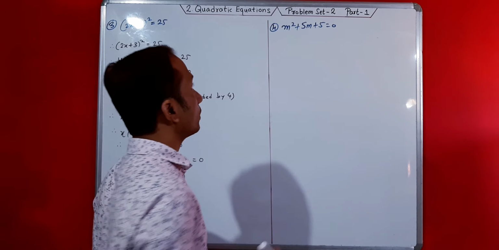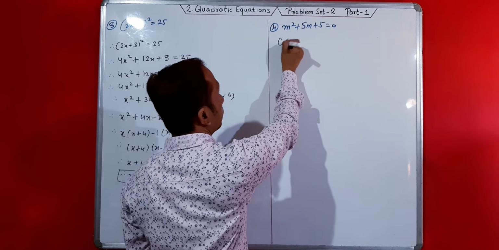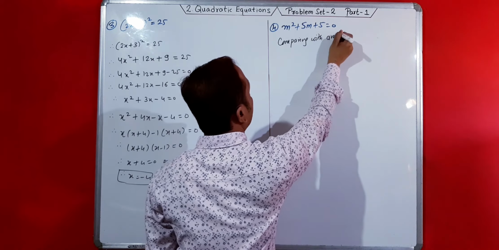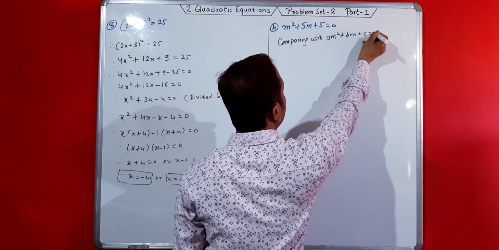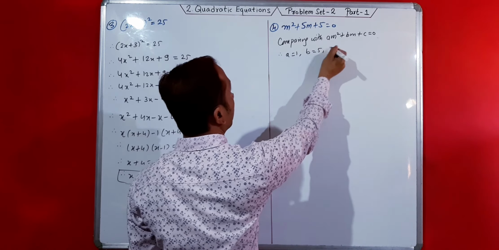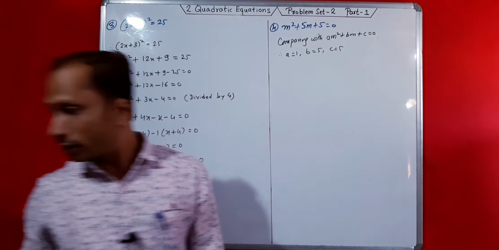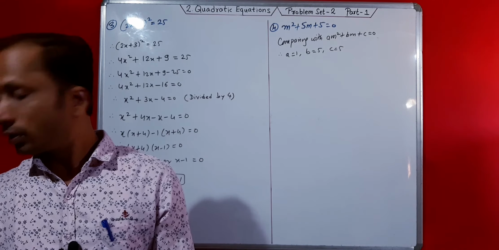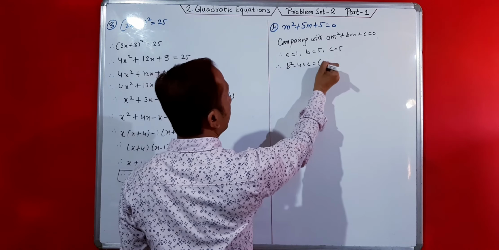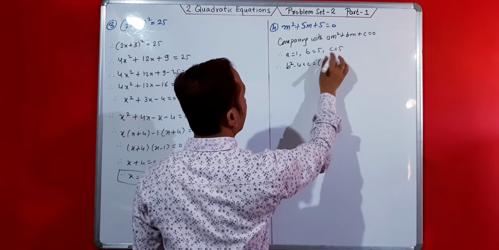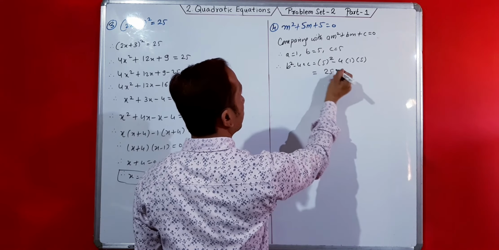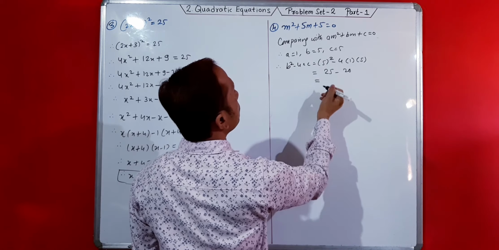m square plus 5m plus 5 is equal to 0. Solve this by comparing with am square plus bm plus c is equal to 0. Therefore you'll get a is equal to 1, b is equal to 5, and c is equal to 5. Is it correct? Yes, it is correct. Therefore b square minus 4ac is equal to 5 square minus 4 into 1 into 5, so it is 25 minus 20, so it is 5.